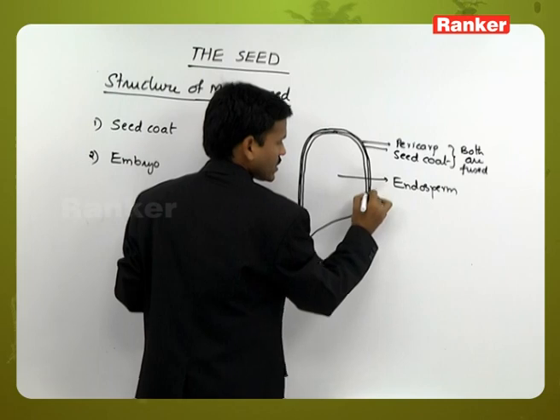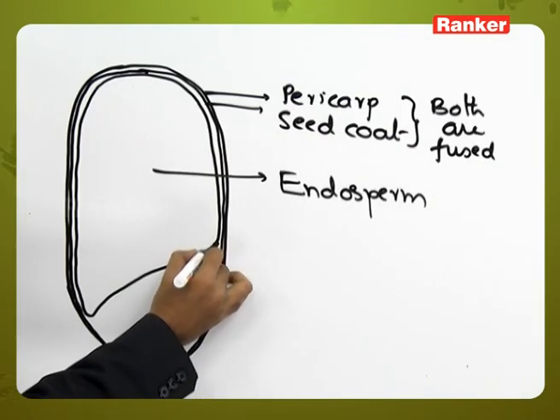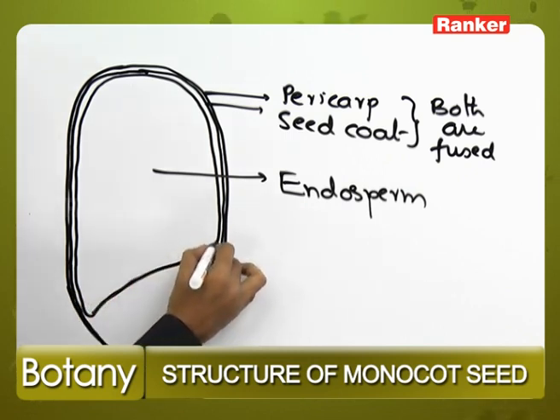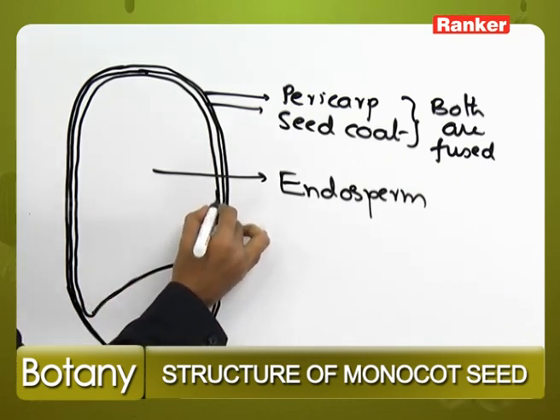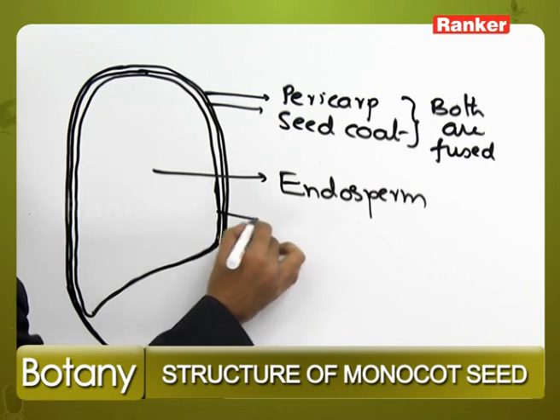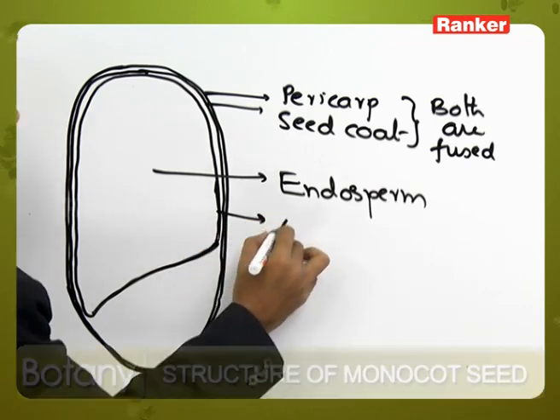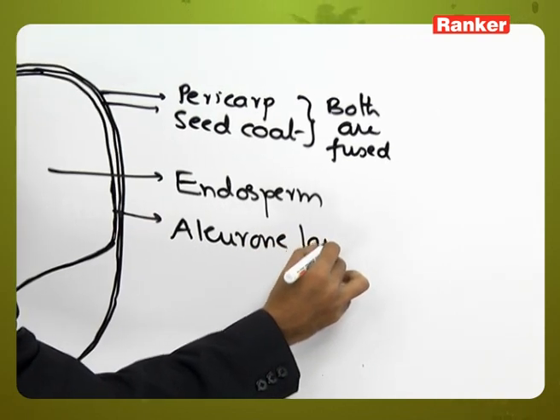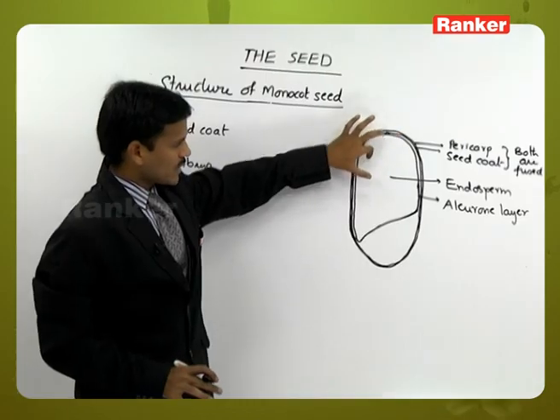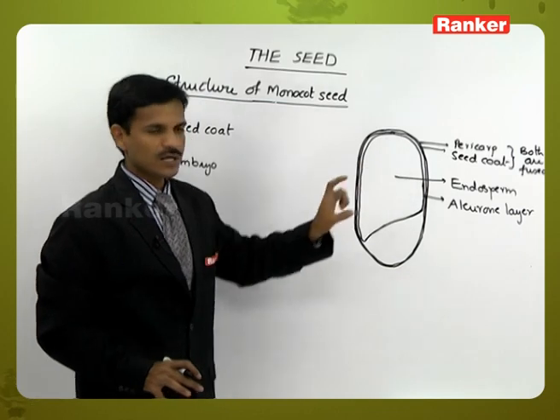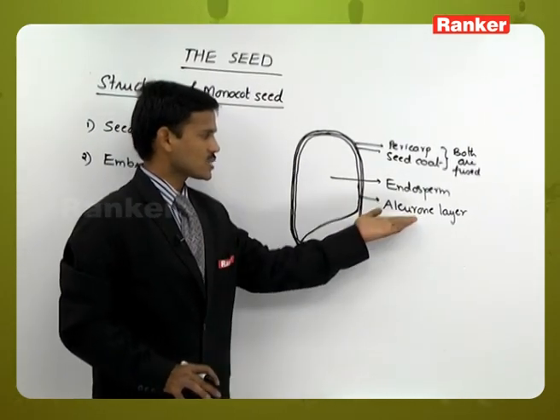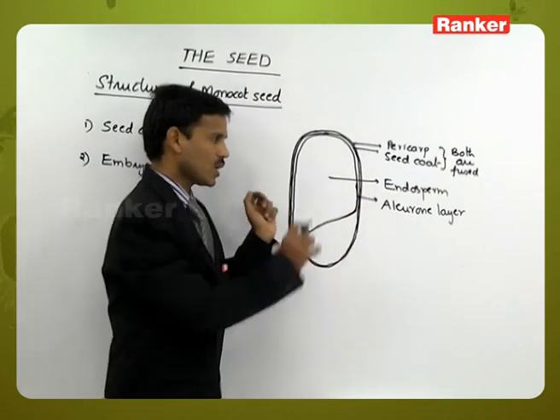Here the endosperm is covered by an outer layer. It is proteinaceous. The proteinaceous layer is called the aleurone layer. The outer layer of the endosperm is called the aleurone layer. Endosperm is covered by the aleurone layer. It is also part of the endosperm but the outer layer.